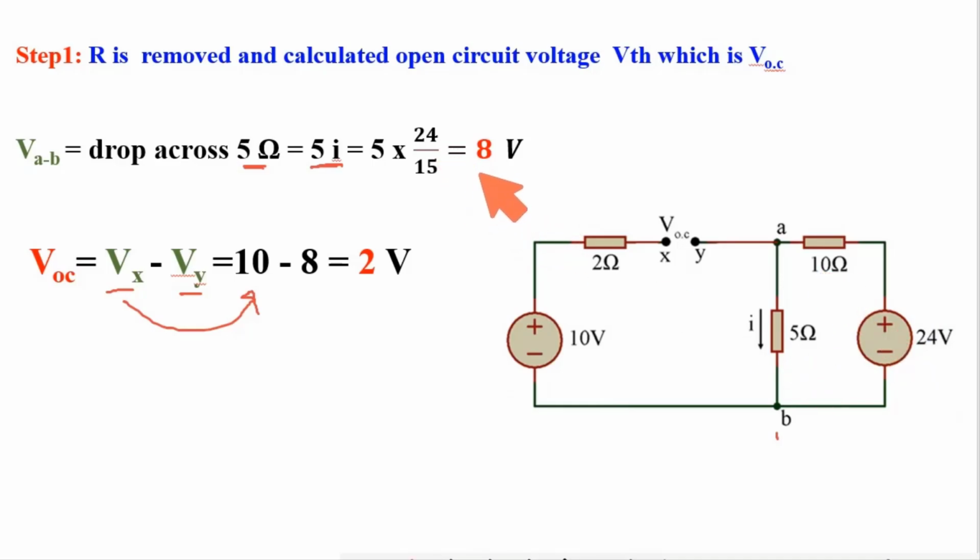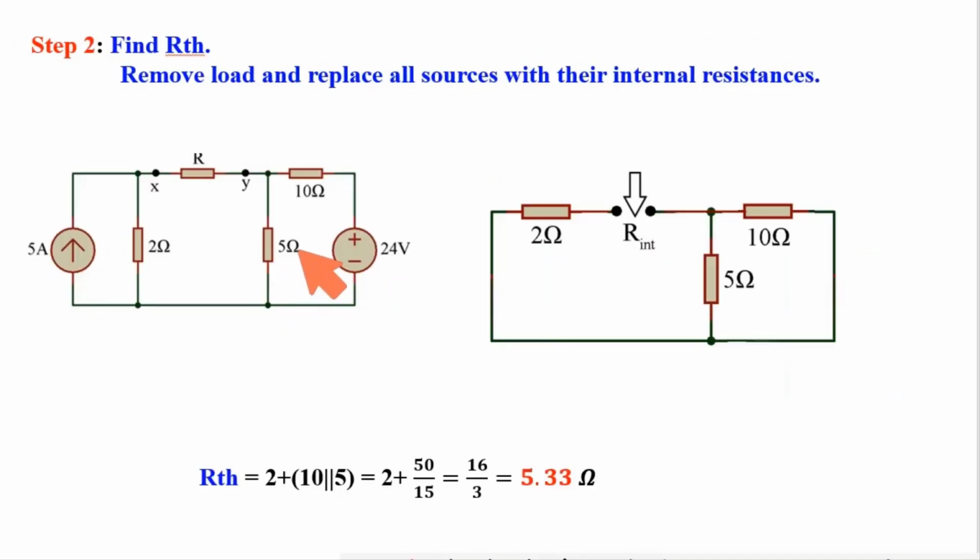So ultimately I got potential at this point is equal to 8 volt. So that is Vy. So Vy is 8 volt. So ultimately Voc is 2 volt. This is VTH. Now to calculate RTH, I should remove this and all the sources will be replaced by their internal resistances. This is the current source, that will be open circuit, and this voltage source, that will be short circuit. So ultimately we got this.